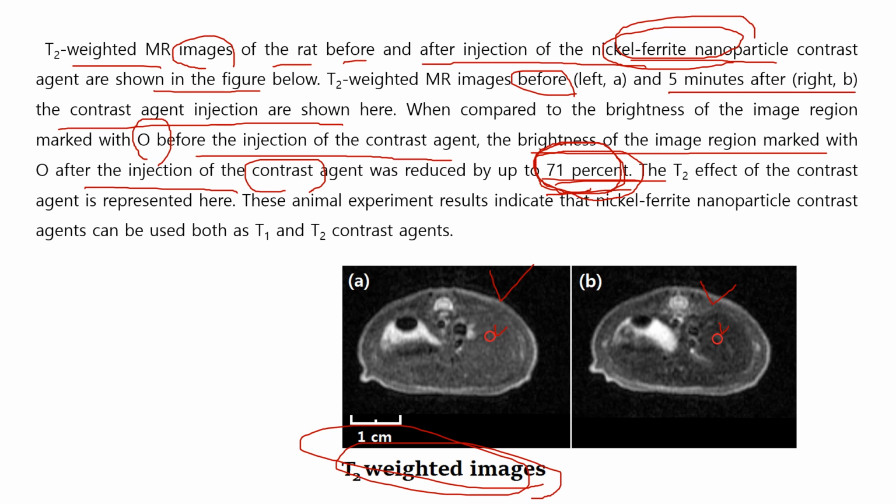As we already showed in the previous slides, the T1 effect is 25%, right? But the T2 effect is 71%. So this nanoparticle contrast agent has a higher T2 effect than T1 effect. So this nanoparticle contrast agent is mainly used as a T2 contrast agent, but the T1 effect is still there, so we can use this contrast agent as a T1 contrast agent as well. These animal experiment results indicate that the nickel ferrite nanoparticle contrast agent can be used as both T1 and T2 contrast agents.